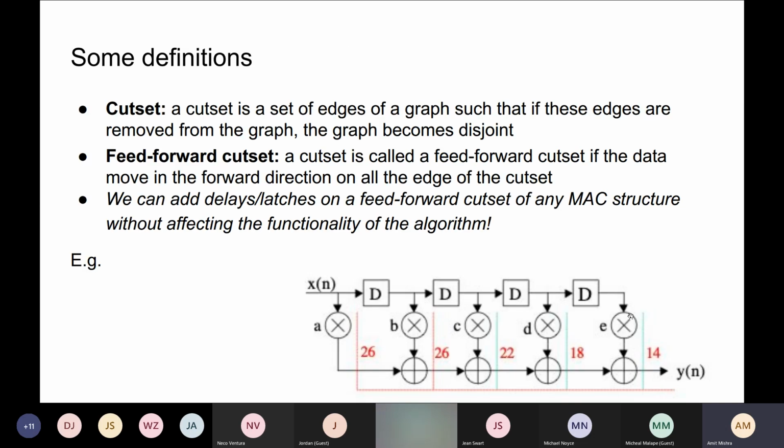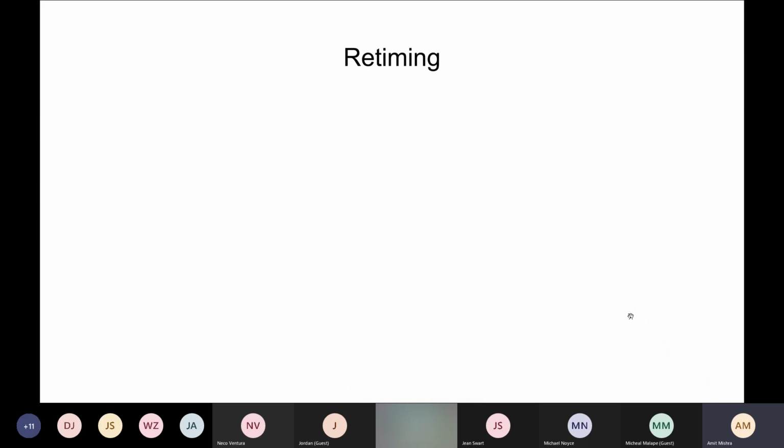But not all algorithms are feed-forward, because we also have algorithms with feedback. In that case, this will not work. We need to find something better, something more holistic. That brings us to the set of algorithms called retiming. In pipelining, we saw that we can add extra delays. If there are feedback paths, we can't add extra delays. We can redistribute the delays, but we can't add extra ones.